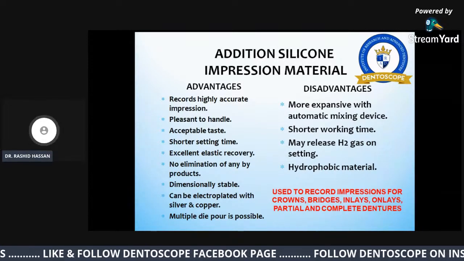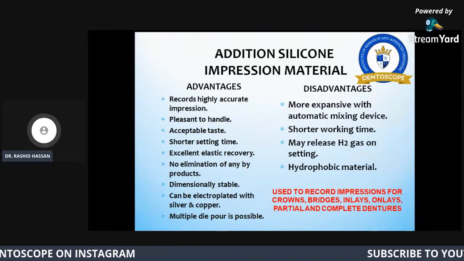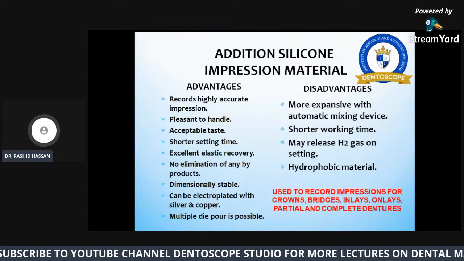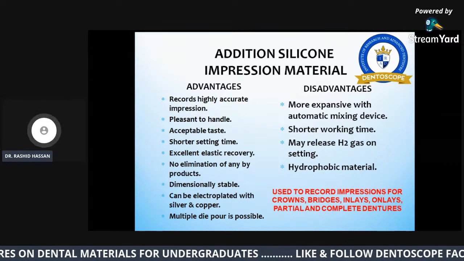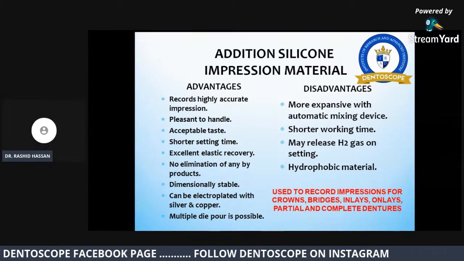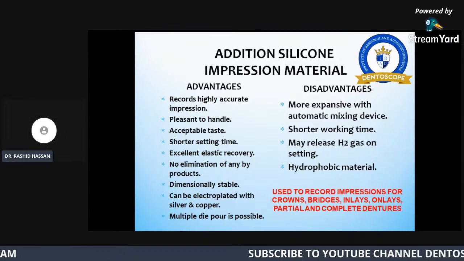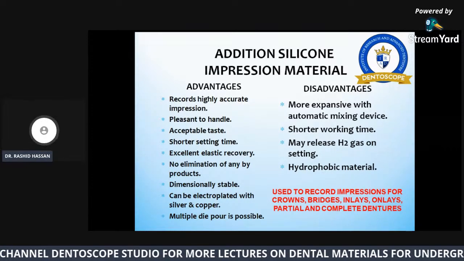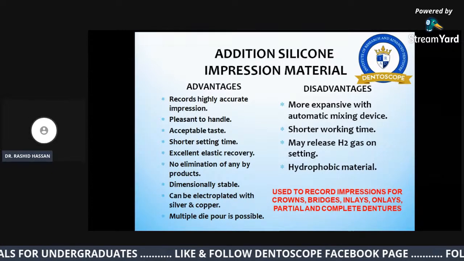Now, if we compare the advantages and disadvantages, advantages are much better, I would say. It records highly accurate impressions, exactly what we want, because we have done some great work, some implant surgery. We have done the tooth preparation by following all the protocols. So we want our prosthesis to be accurate as well. And this addition silicon serves our purpose. It is pleasant to handle, acceptable taste, shorter setting time. Well, that's good. These all are good properties, right? The excellent elastic recovery, 99.93%. What else do you want?